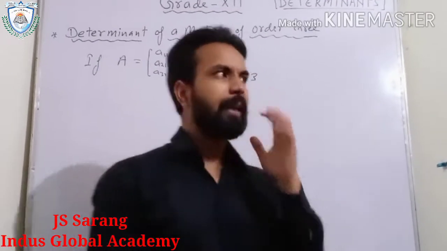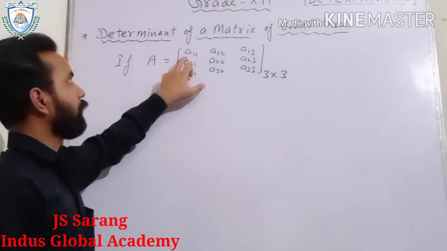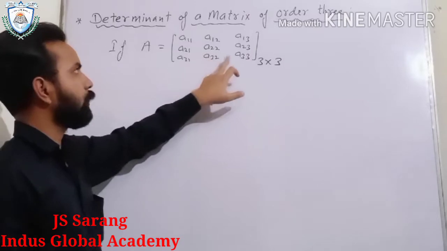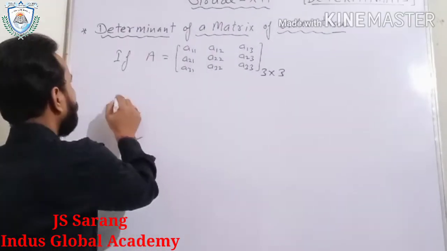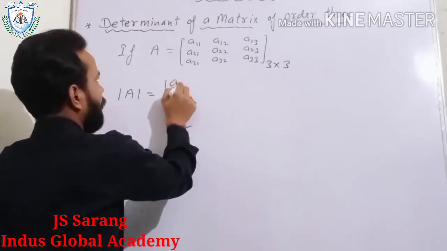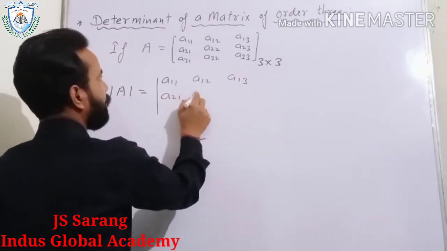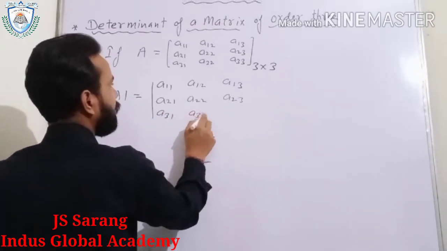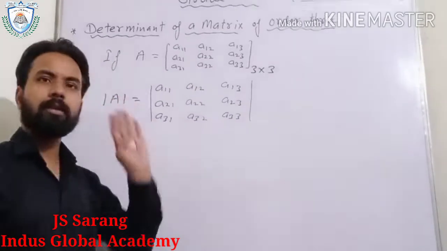Now we will discuss the determinant of order 3. Clear? So here there is a matrix A11, A12, A13, A21, A22, A23, A31, A32, A33. This is a matrix of order 3 by 3, and we have to find the value of its determinant. So determinant of A can be expressed as A11, A12, A13, A21, A22, A23 and A31, A32 and A33.